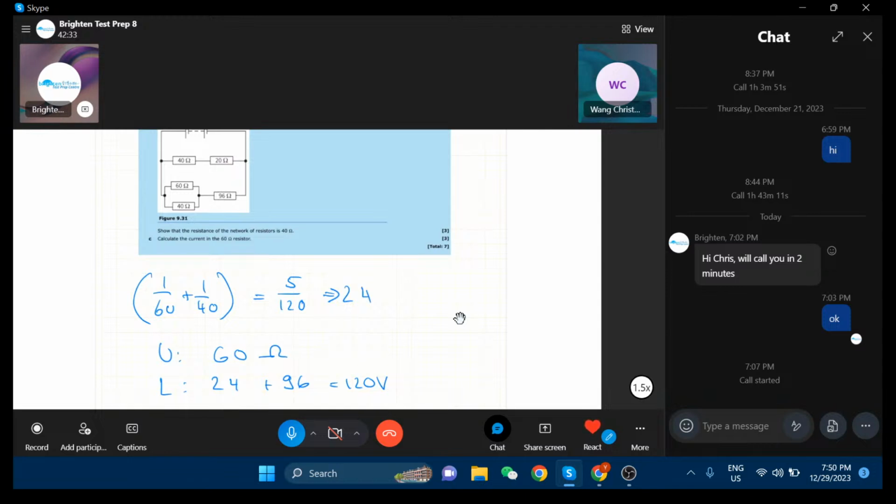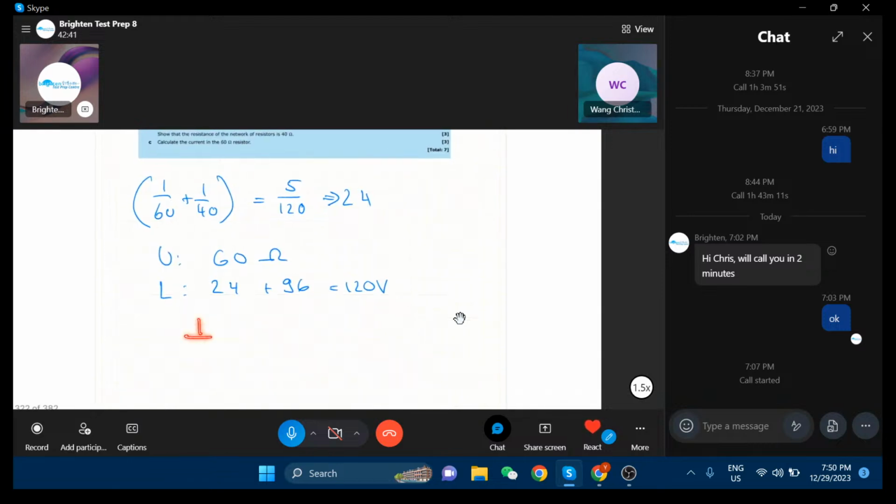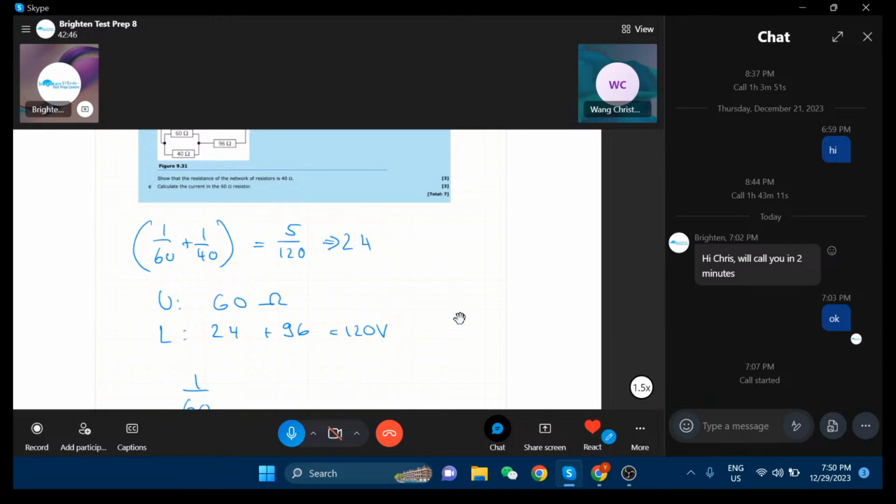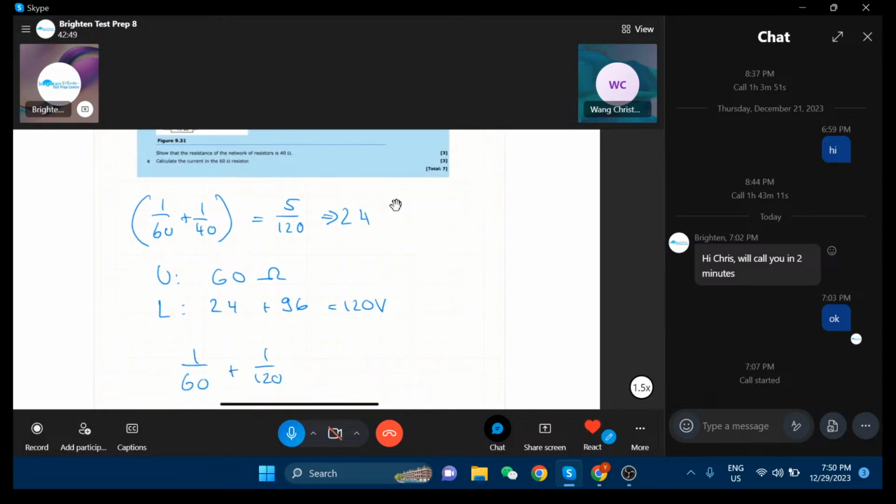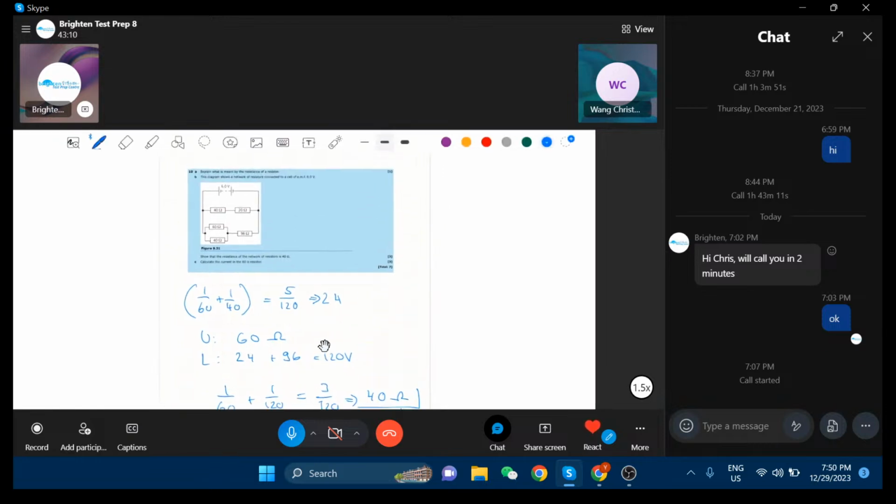And then the resistance. So 1 over 60 plus 1 over 120 is 3 over 120, which is then 1 over 40, so it's 40. 40, yeah? Okay. QED, huh? As we could prove. Okay, very good. Crystal clear, yeah?